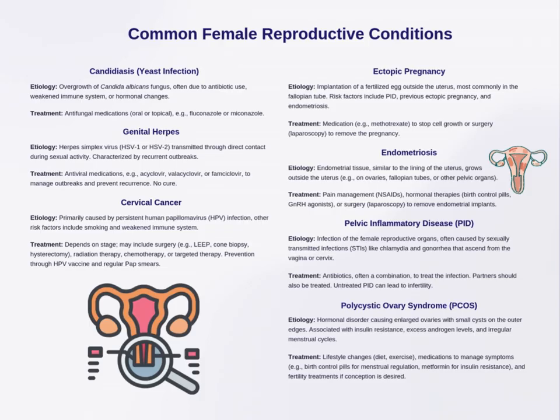Genital herpes is caused by the herpes simplex virus. Type 1 is typically the one that we think of as like cold sores. And type 2 is typically genital herpes, but you can have type 1 on the genitals as well. It is transmitted through sexual activity. And just because you have one outbreak does not mean that you'll have another one.